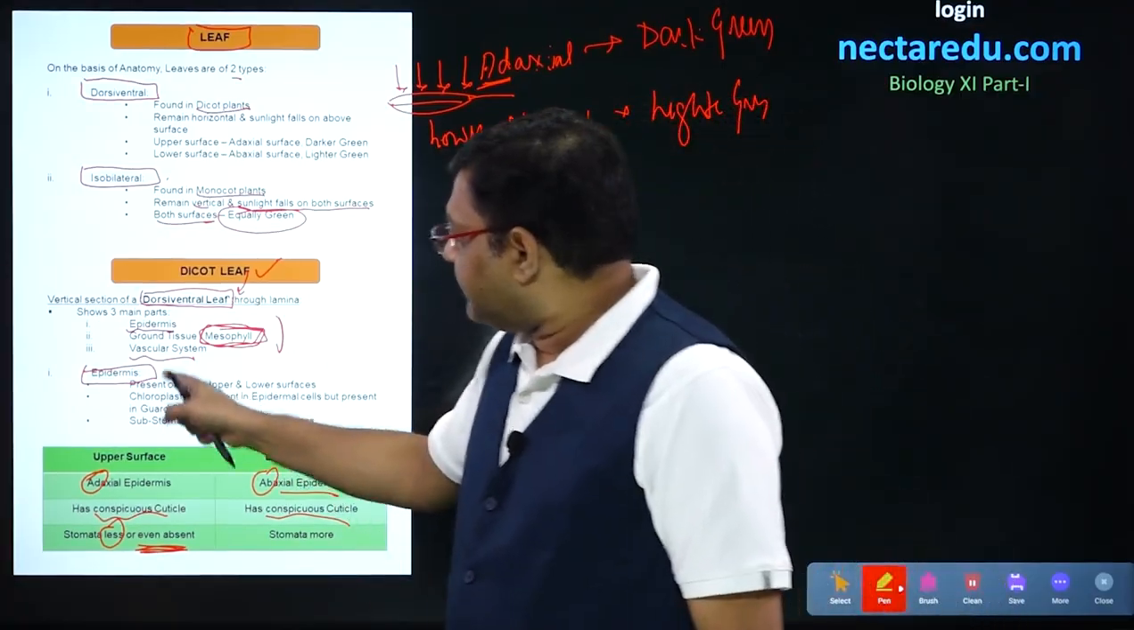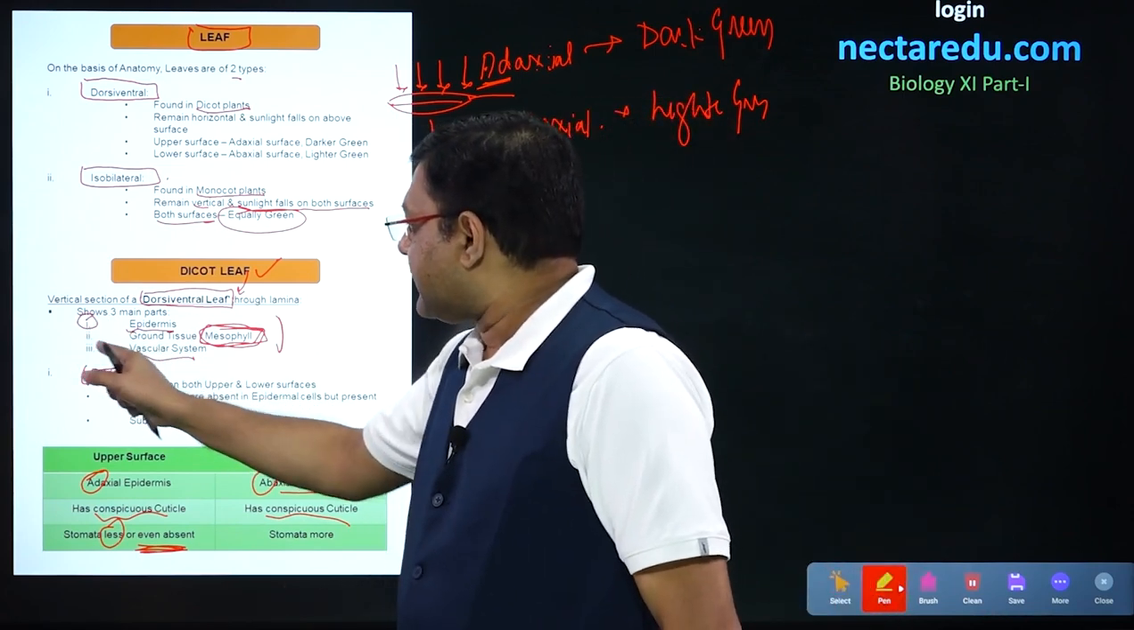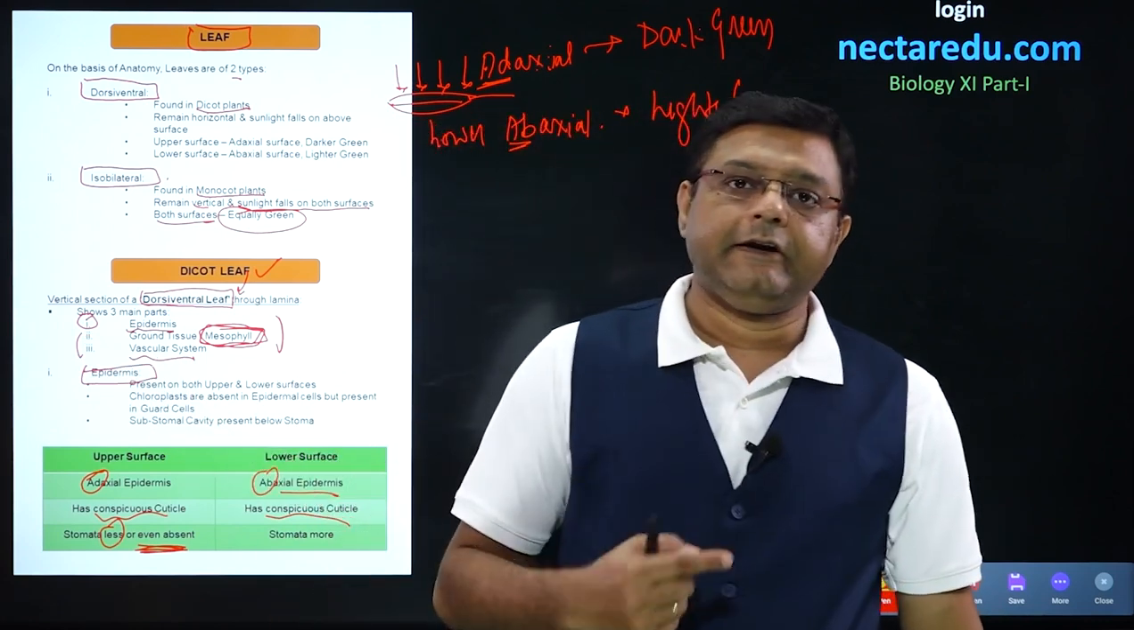This covers the first part of the dorsiventral leaf, that is epidermis. The remaining two parts, that is ground tissue and vascular system, we will cover in next video.